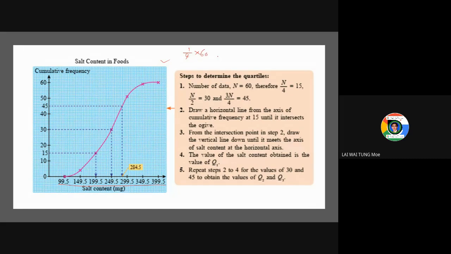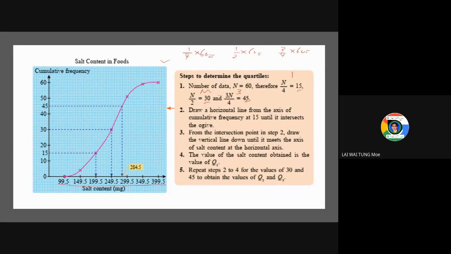Then do the same thing for the median, but you use 1/2 times 60. And for the third quartile, it is 3/4 times 60. So you get these answers, and they're already given here: 15, 30, 45. So this is the first quartile, this is the median, and this is the third quartile.